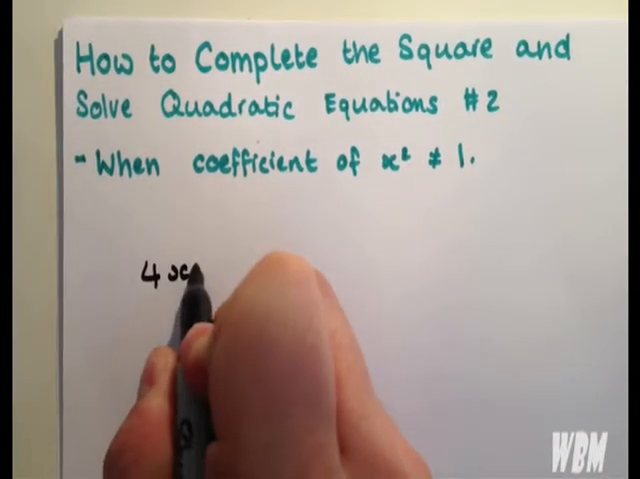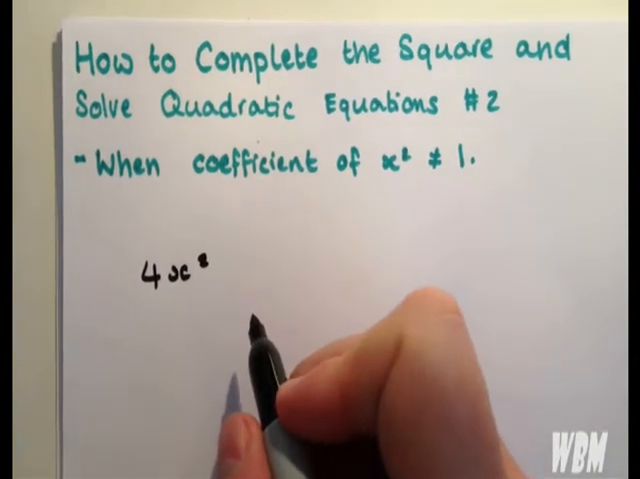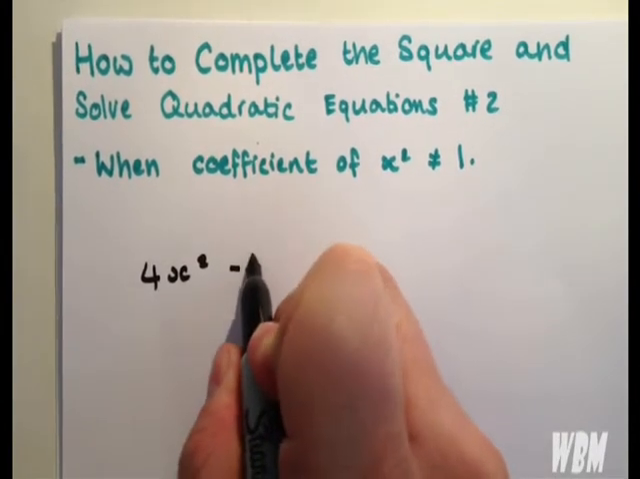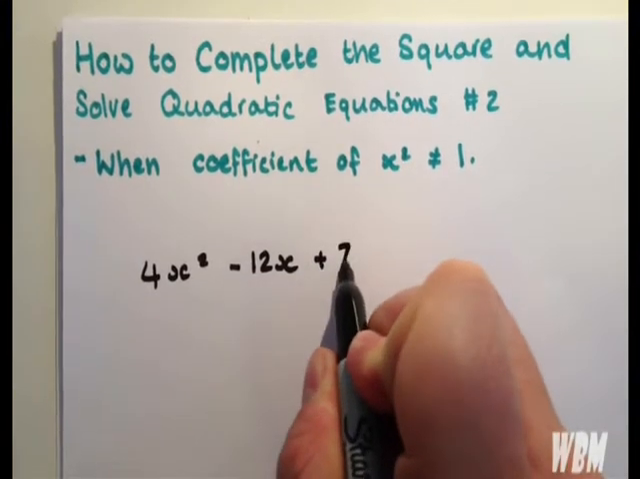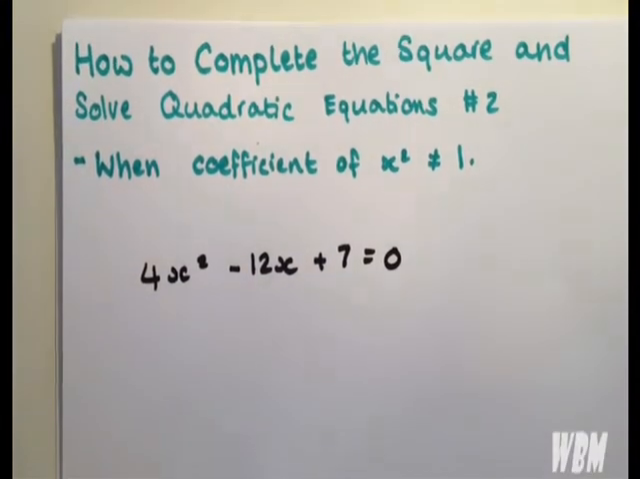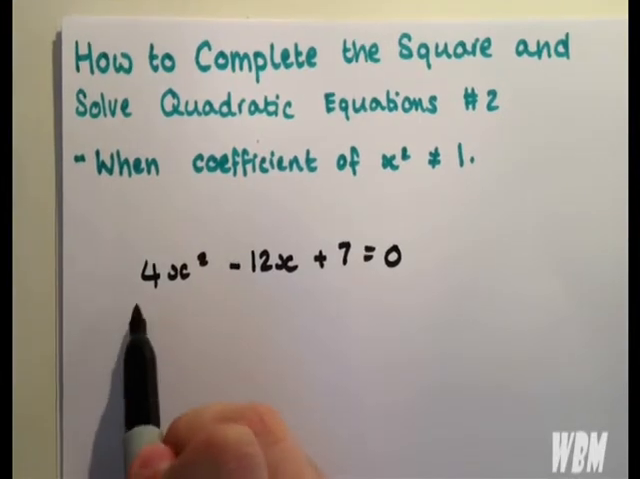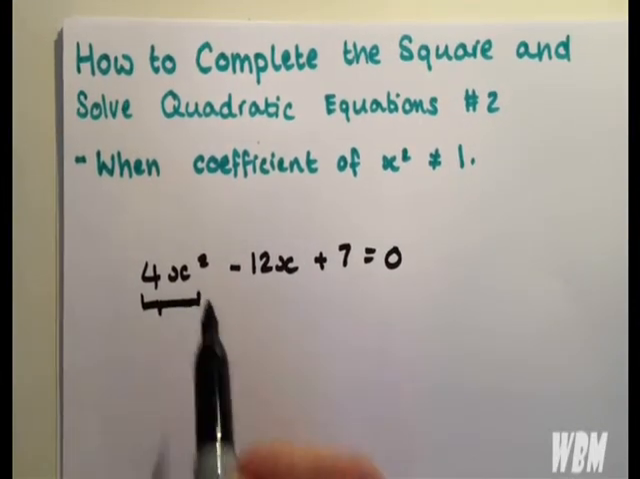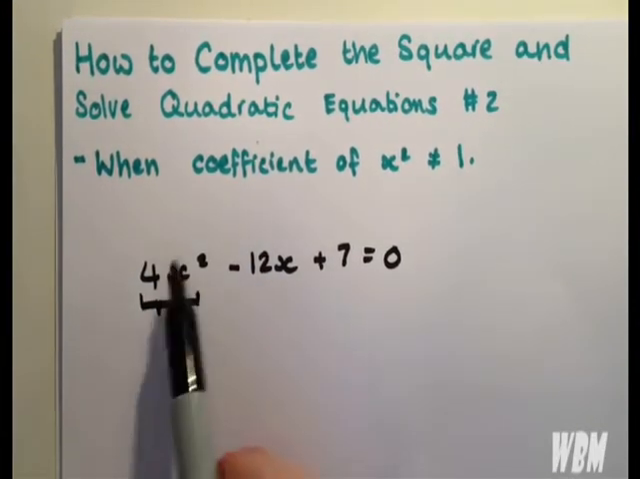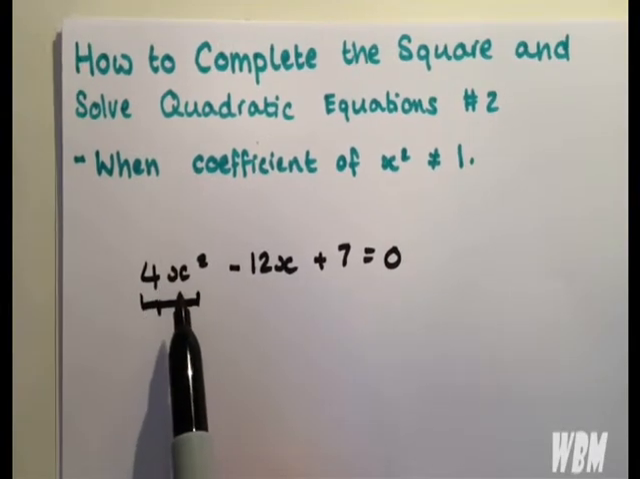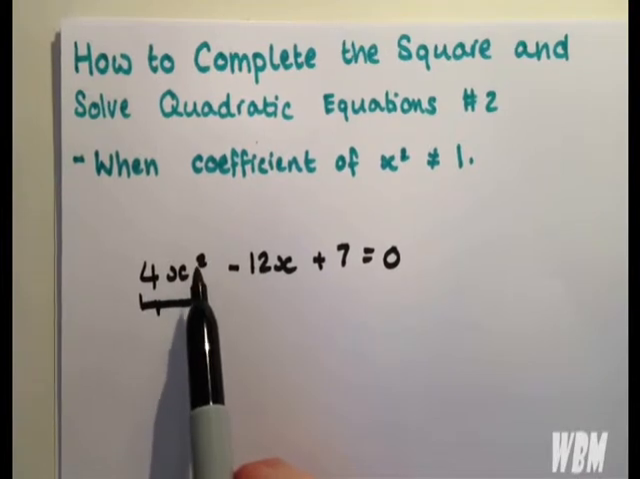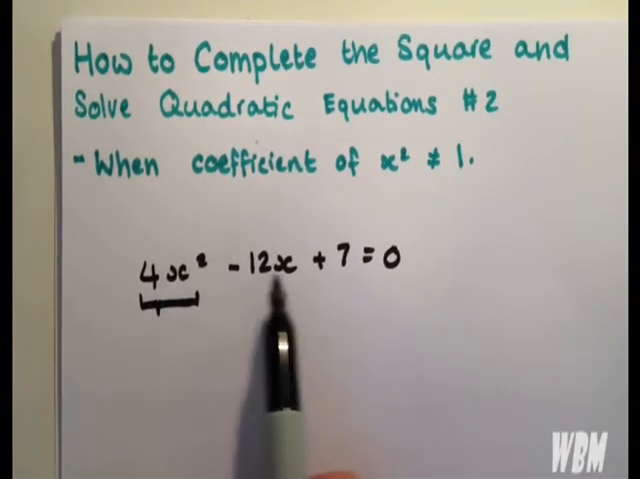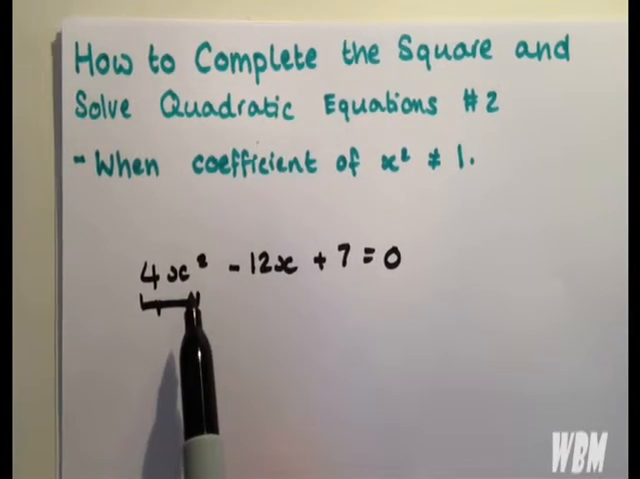4x squared minus 12x plus 7 equals 0. Now, what we want is for the coefficient of x squared to be 1, not 4. And similarly to the last video, we're going to be looking at x squared and x, that is all the x's in the equation.